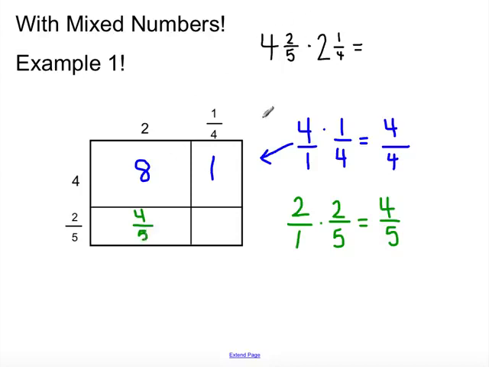And then our last one, 1/4 times 2/5. Again, multiplying our numerators, 1 times 2 is 2. Multiplying the denominators, 4 times 5 is 20. I get 2 over 20, and I can simplify that. I know 2 goes into both, so I have 1/10.